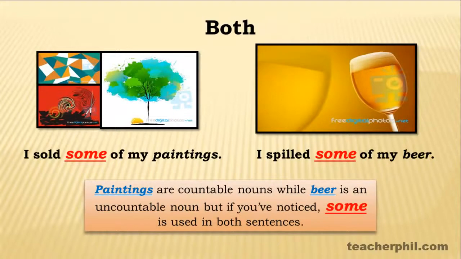For both countable and uncountable nouns: I sold some of my paintings, and I spilled some of my beer. Paintings are countable nouns, while beer is an uncountable noun. But if you've noticed, some is used in both sentences.